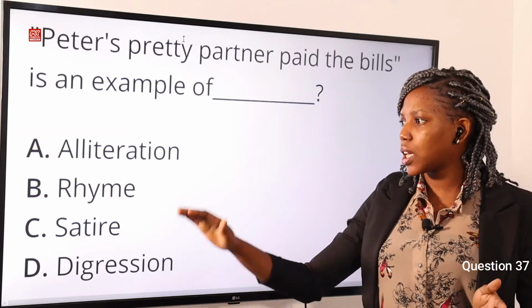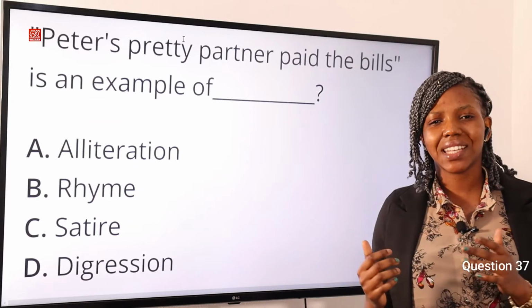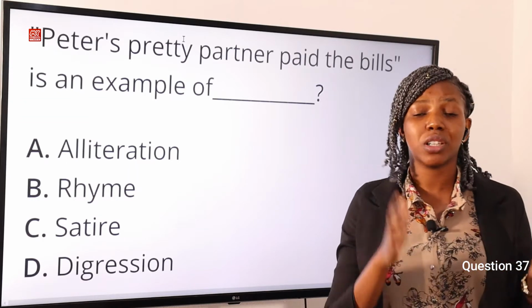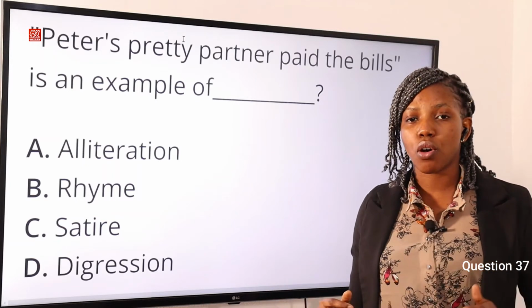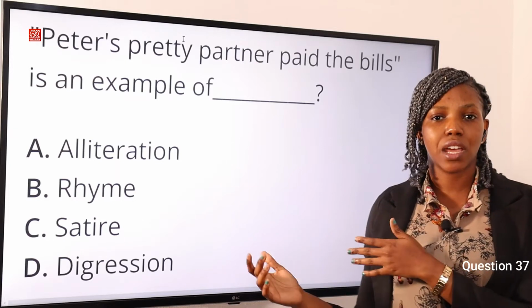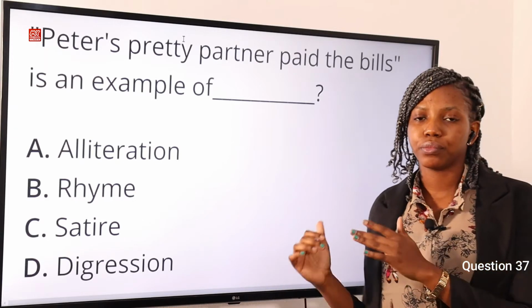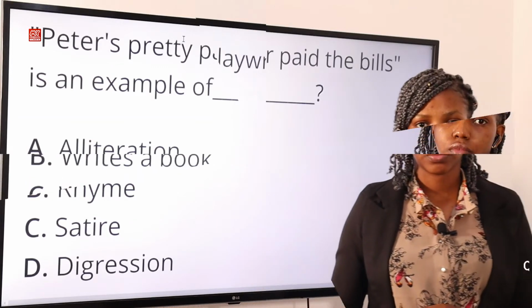However, let's look at the option rhyme. Rhyme is repetition of sounds, but it's not specific. It could be consonant, it could be vowel sounds, but at the end of a line of poetry. So it's usually placed at the end. You look at rhyme at the end of each line of poetry. So option A is the correct answer to this question.